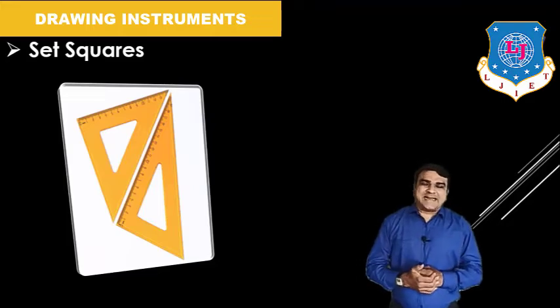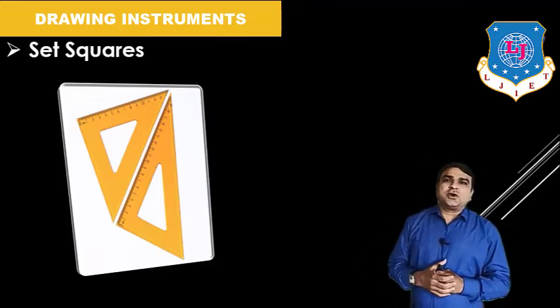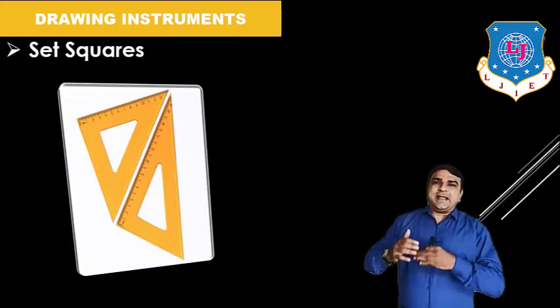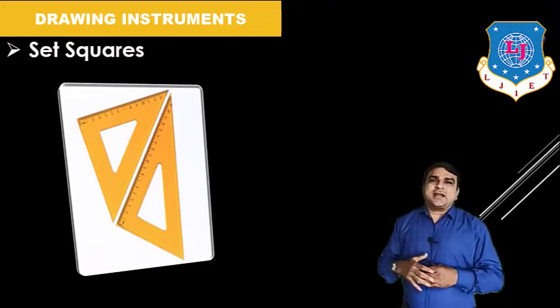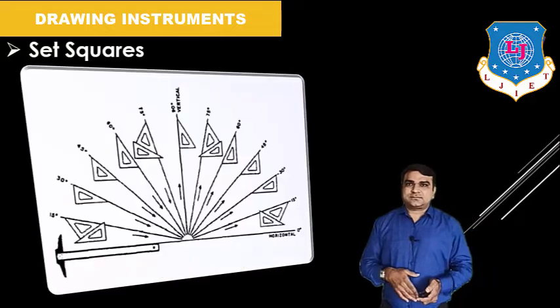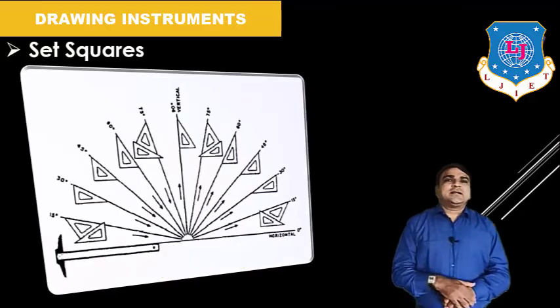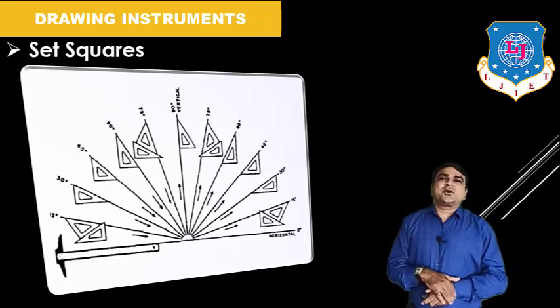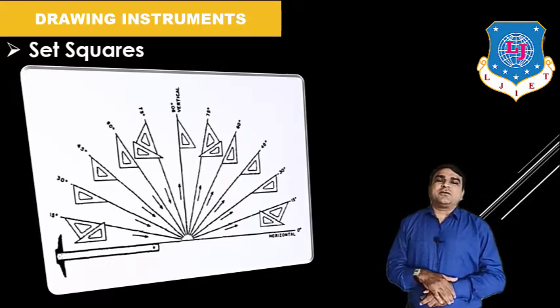With the use of set square, you can also draw horizontal and perpendicular lines, parallel horizontal lines and parallel vertical lines. Here in this picture you can see how to use set squares for different angles in multiples of 15 degree.